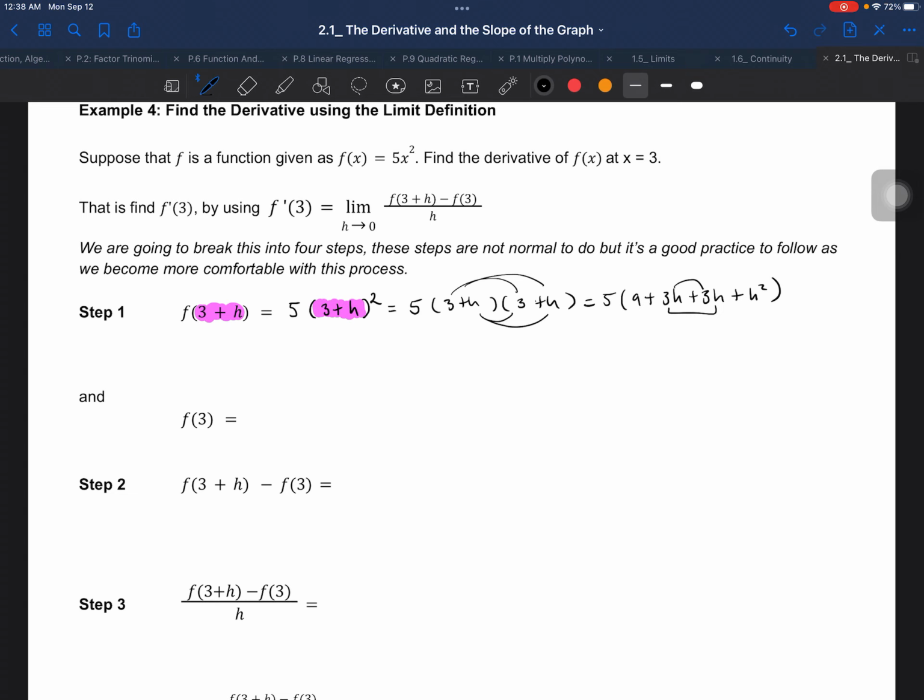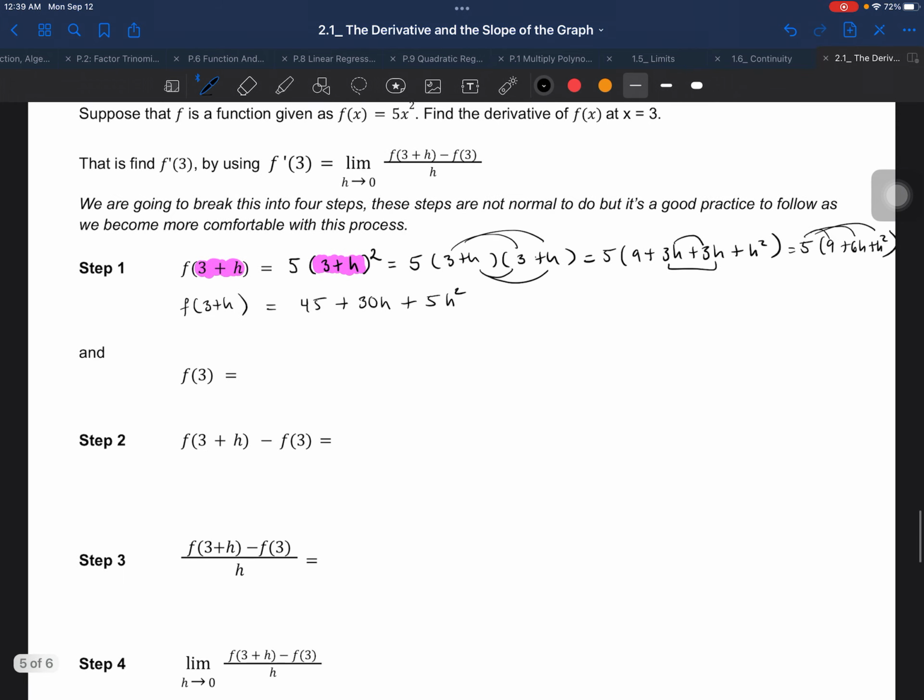So we're gonna have 5 times 9 plus 6h plus h squared, and this is going to go to distribution, boom boom boom. So it'll be 5 times 9 is 45, 5 times 6 is 30, and then times h, and 5 times h squared is 5h squared. So there you go. We found what is f of 3 plus h.